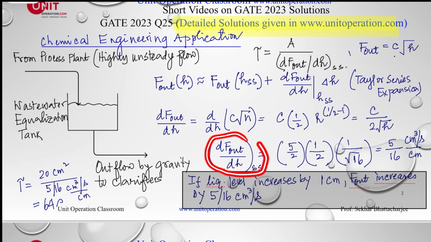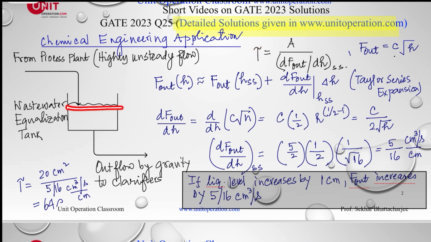This particular derivative, once we substitute the value, comes out to be 5 over 16 centimeter cube per second. So for every unit change in the height, that is a 1 centimeter change in height, the outlet flow rate changes by 5 over 16 centimeter cube per second. That's what this derivative is. And of course, the time constant is this.